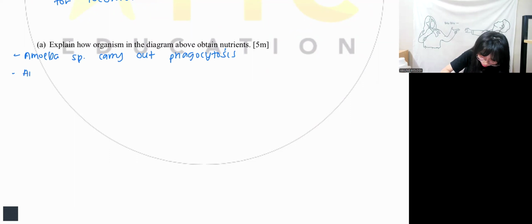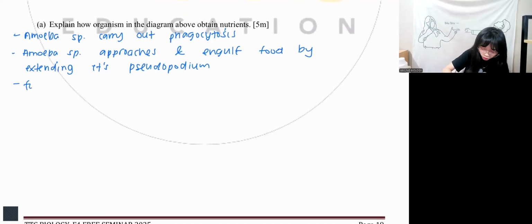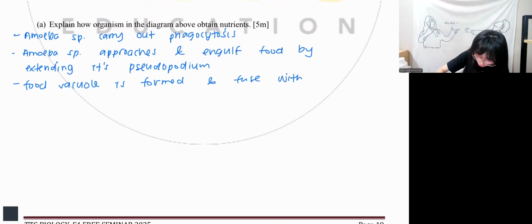Next, we're going to say amoeba species approach and engulf food by extending its pseudopodium. Food vacuole is formed and fused with lysosome.